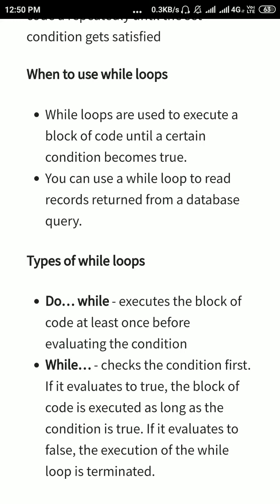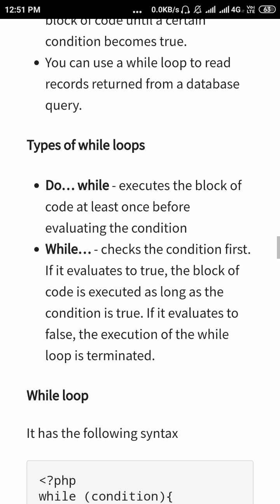Do while executes the block of code at least once before evaluating the condition, and while checks the condition first. If it evaluates to true, the block of code is executed as long as the condition is true. If it evaluates to false, the execution of the while loop is terminated.